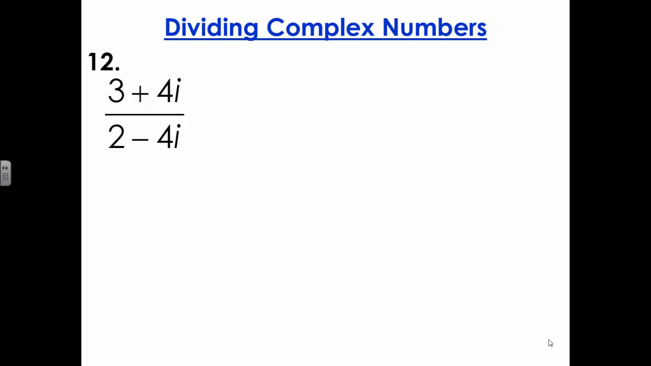So the first thing you need to do is know where the denominator is, which is down the bottom, 2 minus 4i. What's the conjugate of 2 minus 4i? Earlier we said all you have to do is change the sign. So we're going to multiply top and bottom by 2 plus 4i. Give yourself plenty of space to work this problem out. You're going to multiply across the top and multiply across the bottom.